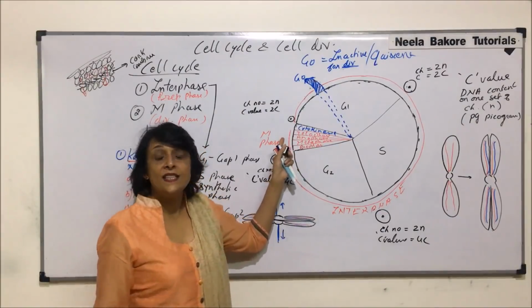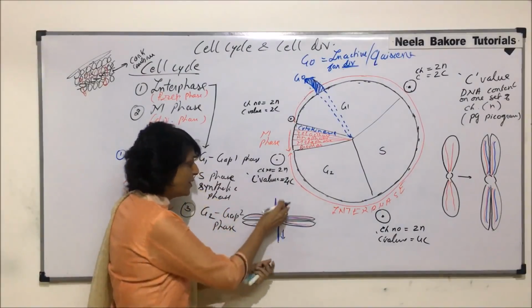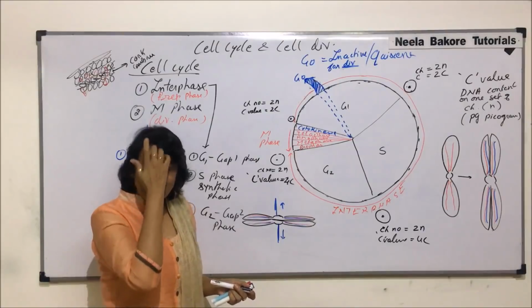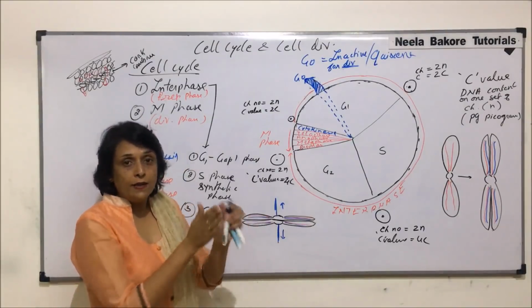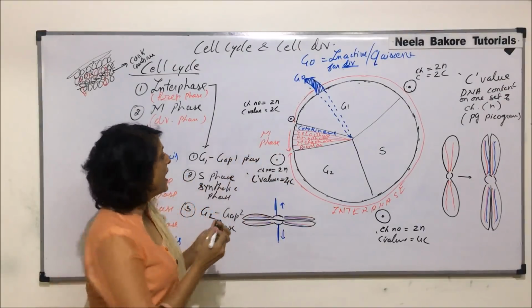So when the cell divides, that is in anaphase, when these spindle fibers pull the chromosome and the centromere splits, that is the time the chromosome number is going to become 4n. Then it divides. 2n goes towards one pole, 2n goes towards the other pole.